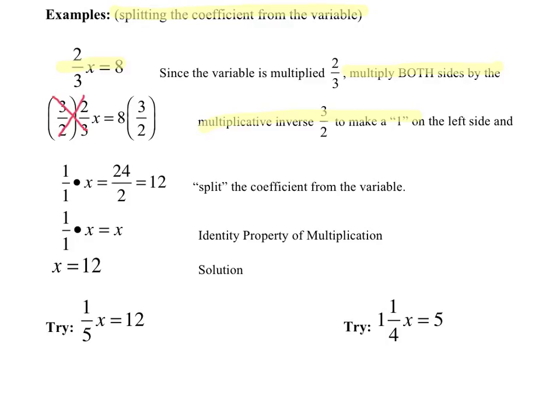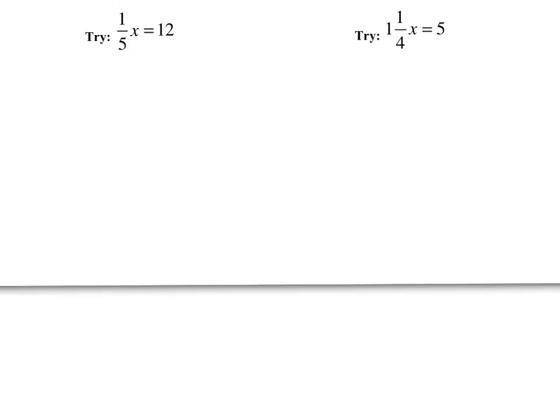On the right side, we're going to multiply 8 times 3 to get 24, and we're going to divide that by 2 to get 12. Meanwhile, on the left side, we have 1 times x, which equals x, because of the identity property of multiplication. So the overall answer is x equals 12. Let's look at the examples.